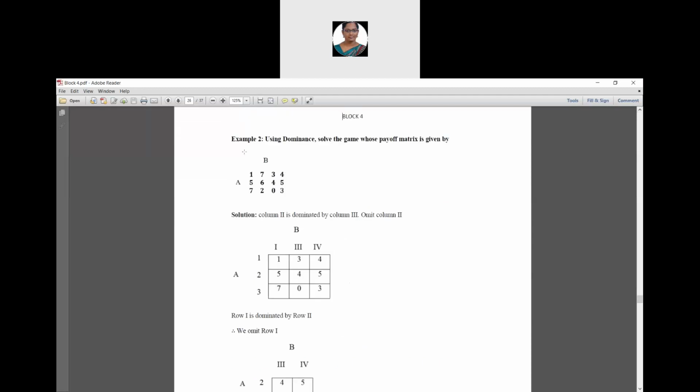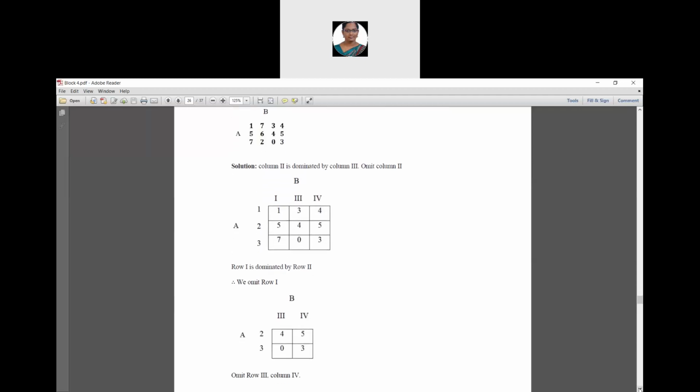Then example 2, using dominance theory, solve the game whose payoff matrix is given by this thing. We have to compare the row wise and column wise, and the dominated row and column will be omitted. So, row 1 is dominated by row 2. Why? Because all the smallest elements are there in the first row. So we have to omit row 1.